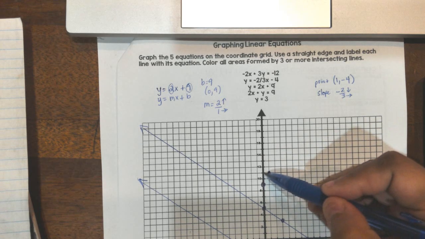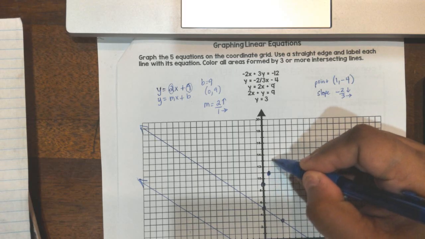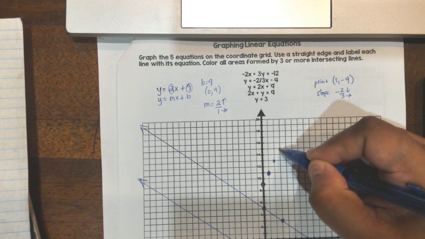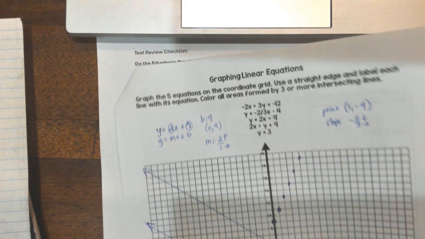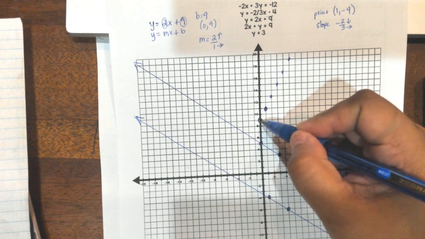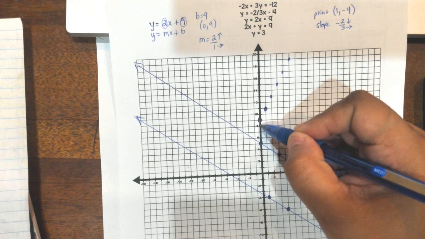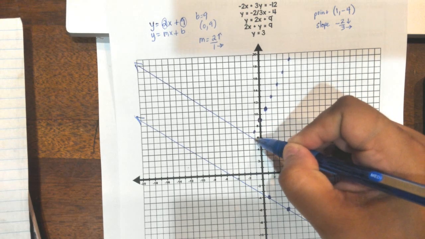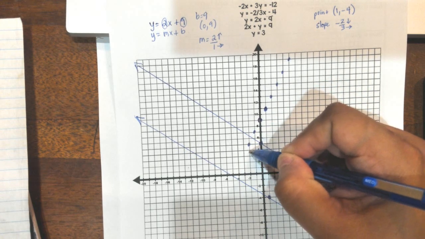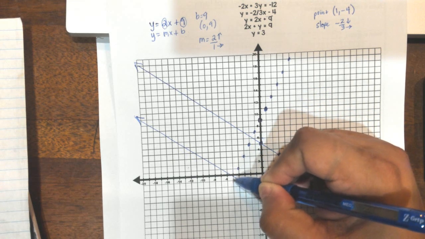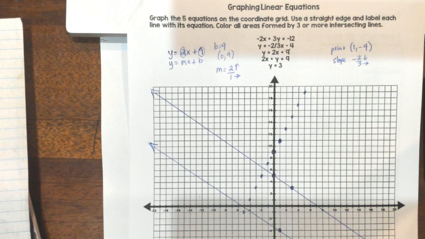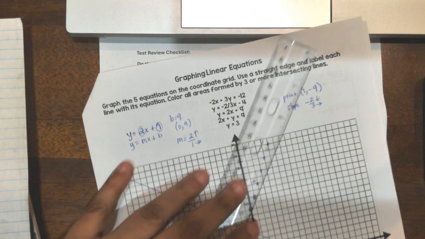Now, you're going to go up 2 to the right 1, and keep repeating that. Now, you can completely do the opposite to get the other part of your line. You can go down 2 and to the left 1, down 2 and to the left 1, and so on and so forth. But that's how you graph your line.